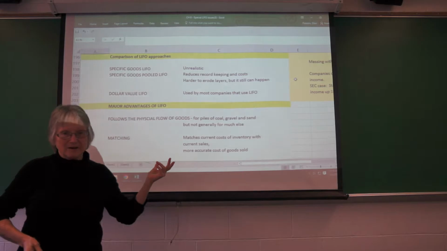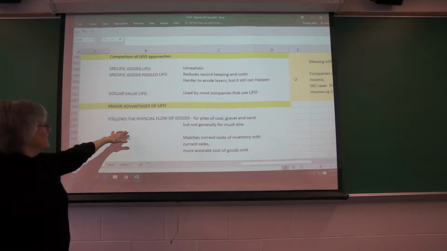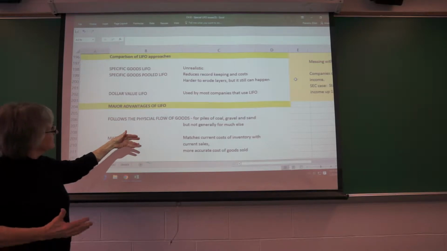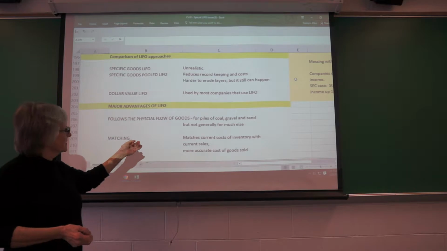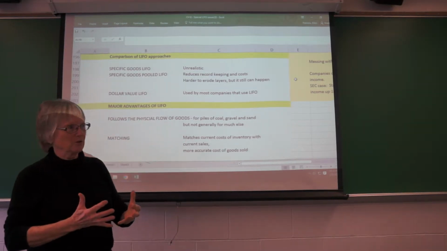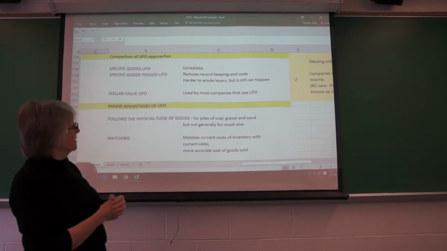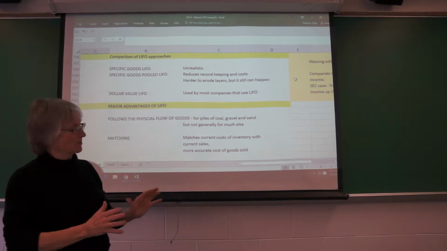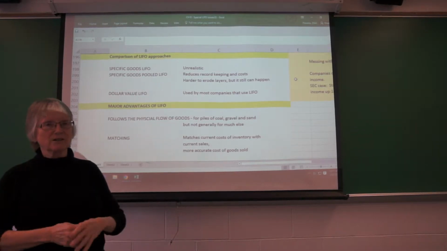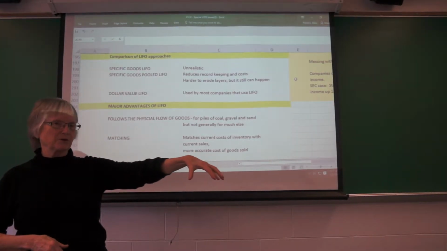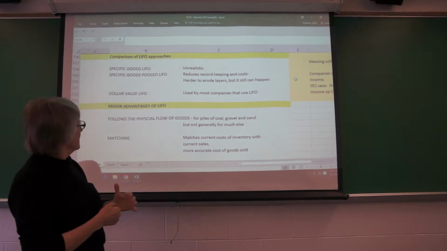Okay, so major advantages of LIFO, and this is kind of silly to have this here. It doesn't generally follow the flow of goods, except for things like piles of coal, gravel, and sand, and my refrigerator. Last in, first out is not a good thing. But if you think of a pile of gravel and you go in to get it, you're not going to go in and take the first gravel you put there, which is at the bottom of the pile. So, LIFO would follow that physical flow.